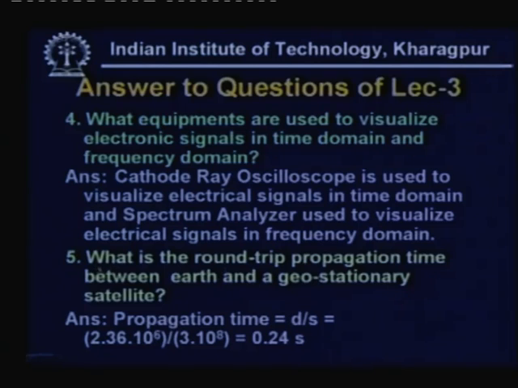Finally, the last question was, what is the round trip propagation time between Earth and a geostationary satellite. As we know, the distance is 36,000 kilometers and the speed of light is 3 into 10 to the power 8 meters per second. So from that we get a propagation time of 0.24 seconds. So we find the round trip propagation delay is about a quarter of a second. It's a long time. Later on we shall discuss it more. For the time being, thank you.